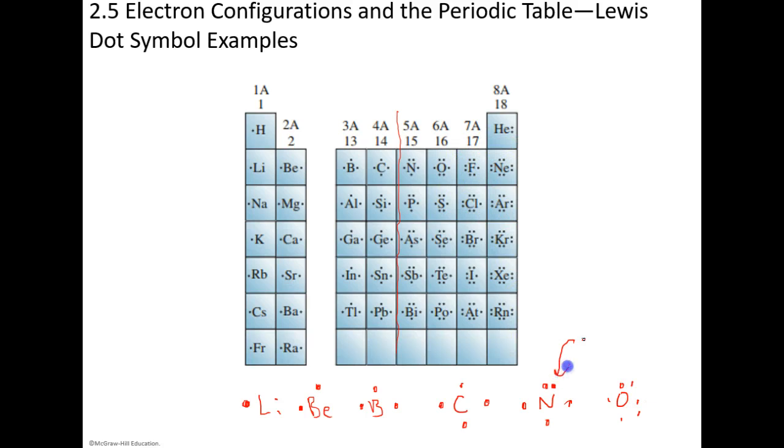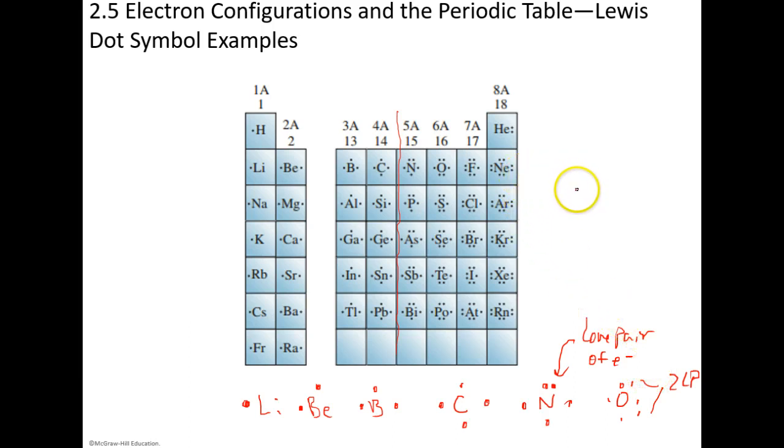These are what's called lone pairs, a lone pair of electrons. So oxygen has 2 lone pairs of electrons. 2 LPs, we'll call them LPs. And this tells you something about reactivity.